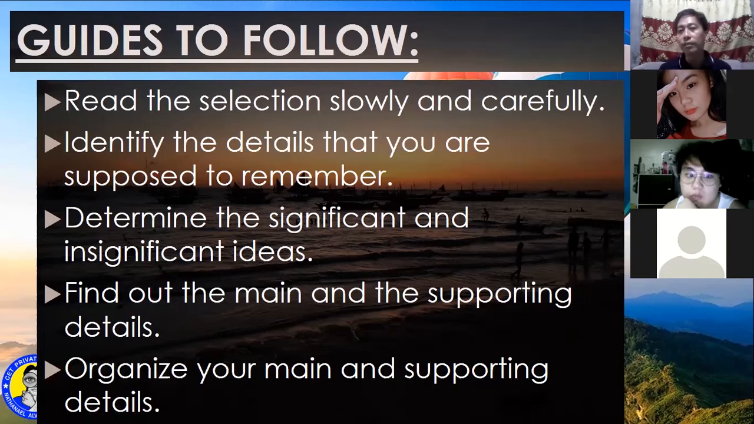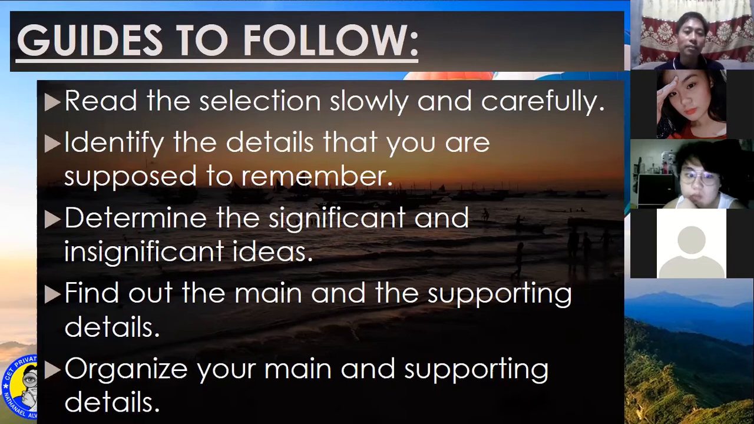Determine the significant and insignificant ideas. Again, in order for you to focus on what is really important, you must be able to remove all other irrelevant details. Okay, like when you're studying the parts of the cell, you don't need to know all the different types of cells or the different shapes of cells. You're just focused on the individual parts, like the mitochondria, the lysosome, okay, the Golgi apparatus, the nucleus, the cell wall, something like that.